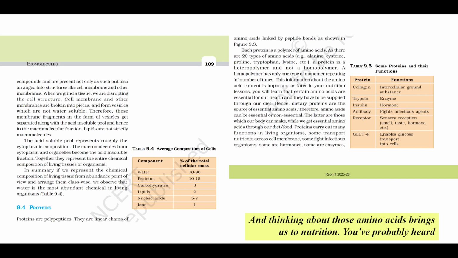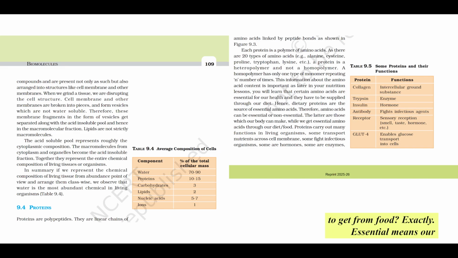And thinking about those amino acids brings us to nutrition. You've probably heard of essential amino acids. Yeah, the ones you have to get from food? Exactly. Essential means our body cannot synthesize them itself. We must obtain them from the proteins in our diet. Non-essential amino acids, on the other hand, are the ones our body can make from other molecules, so we don't strictly need them in our diet.